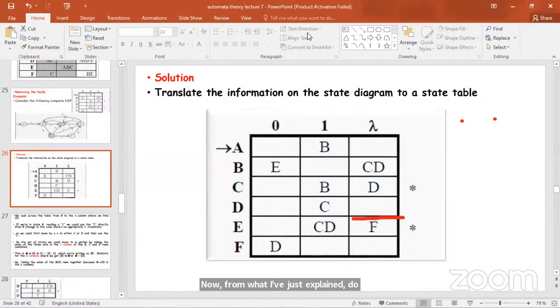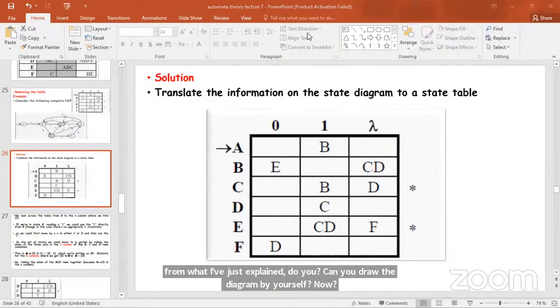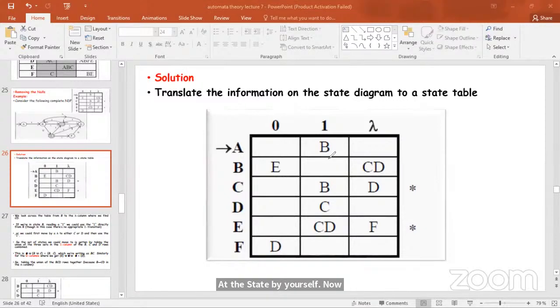Can you draw the state table by yourself now, from the diagram? Yes, sir. Now, don't forget this. Why is this star here? Can somebody tell me why this star is here? The accepting state. Good, because they are accepting states.